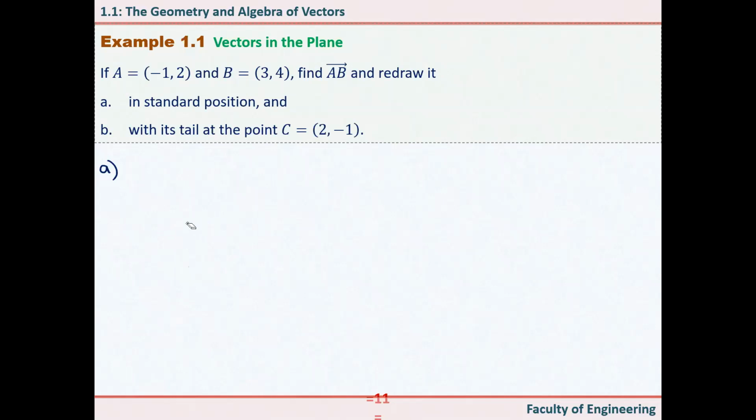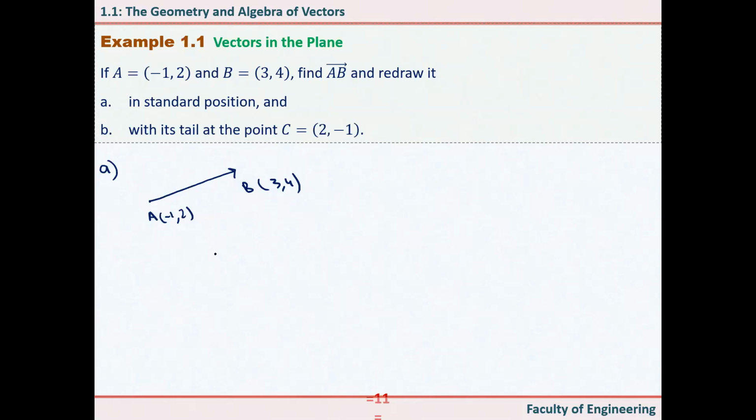First, let me just find this vector. So let's say that's minus 1, 2, and somewhere 3, 4. So that is our vector. This point is A, whose coordinates are negative 1, 2. And this point is B, whose coordinates are 3, 4. Okay. So how do you find this vector, for example, AB? The question is, we need to find AB in standard position.